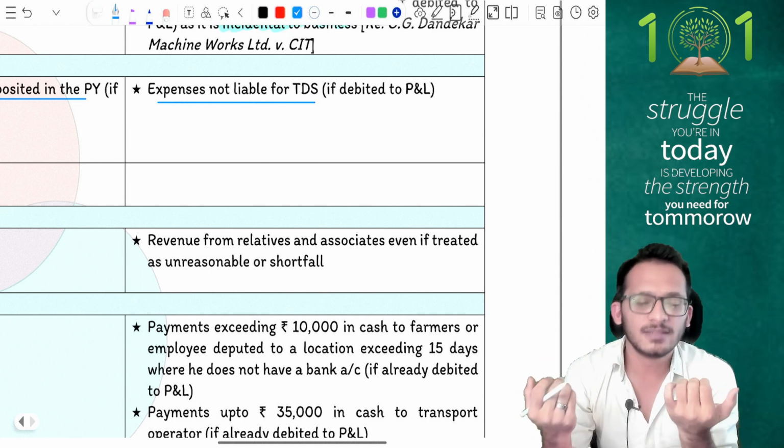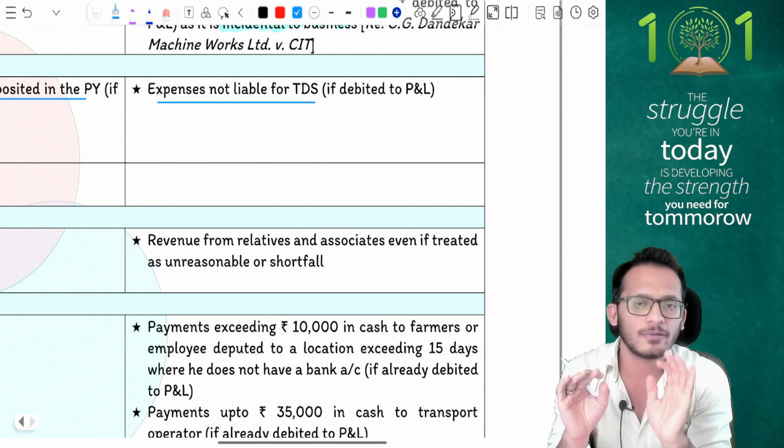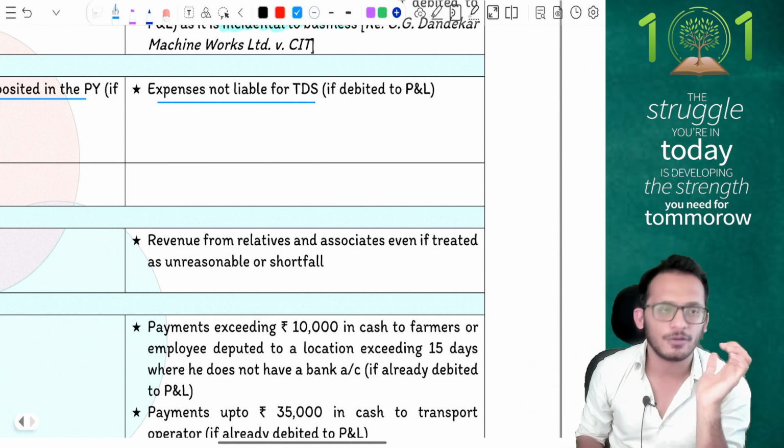If an expenditure is anyway not liable for TDS and you have debited it to P&L, there is nothing to be disallowed, and therefore the payment will remain as a deduction. So those payments will get ignored.